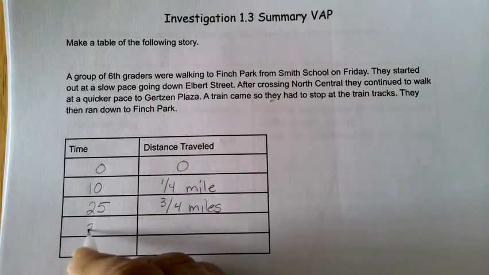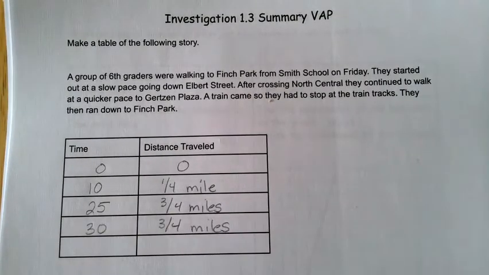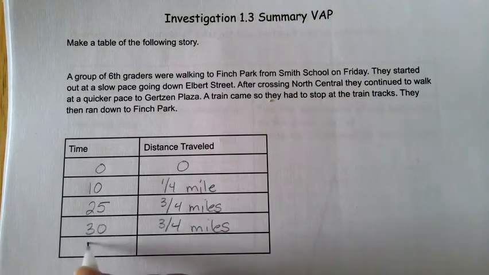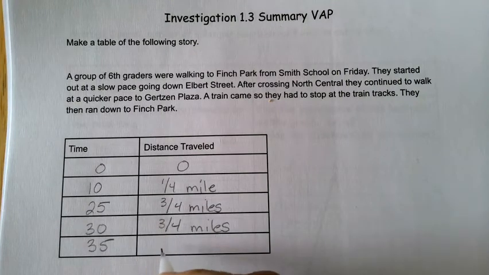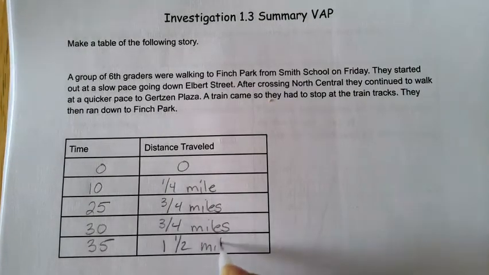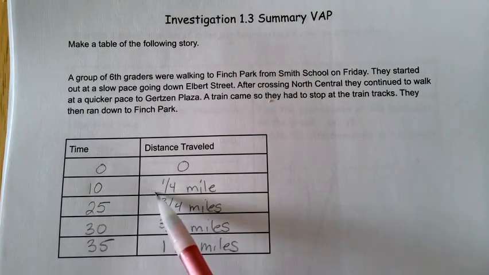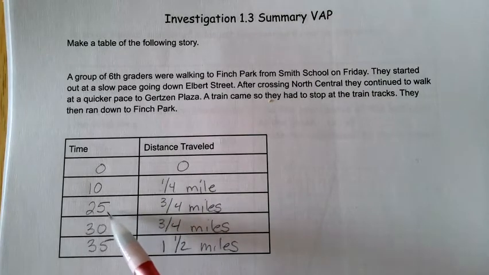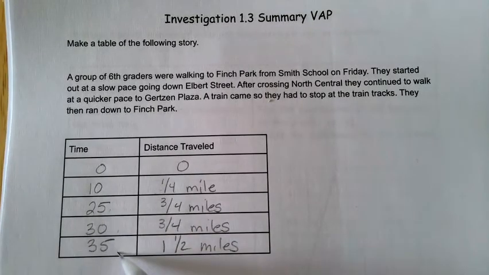And then let's say at 30 minutes, they were still at 3/4 miles because they stopped for that train. And then it said they ran. So maybe in 5 minutes, they went another 3/4 of a mile, so they went a total of 1.5 miles. So again, in the first 10 minutes, they went a quarter mile, but then in the next 15 minutes, they went half a mile. They didn't go anywhere, and then in 5 minutes, they went another 3/4 of a mile. So that showed that they pick up their pace.